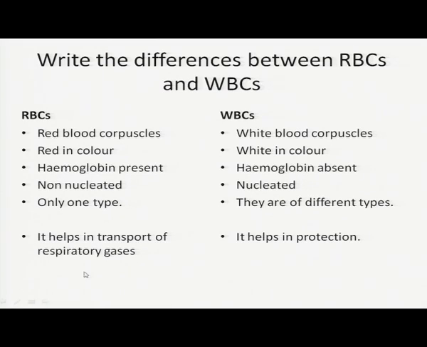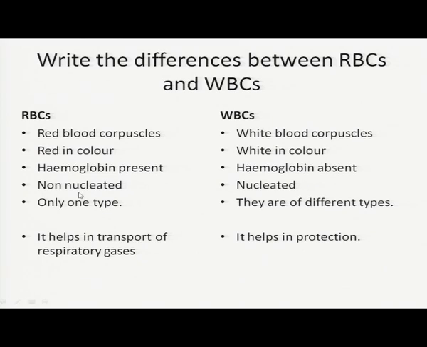Now, write the differences between RBCs and WBCs. This is also another important concept coming in this chapter. RBCs, as the term indicates, are red blood corpuscles. WBCs are known as white blood corpuscles. RBCs are red in color, and WBCs are colorless or white in color. RBCs are red because of the presence of hemoglobin. In WBCs, hemoglobin is absent.